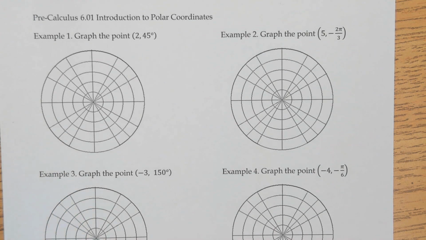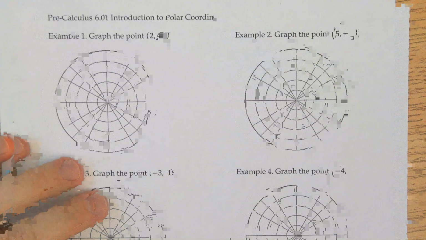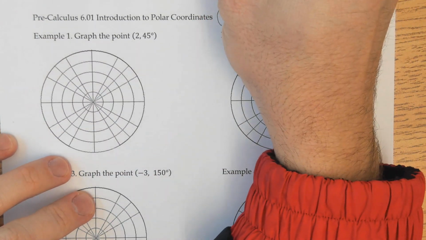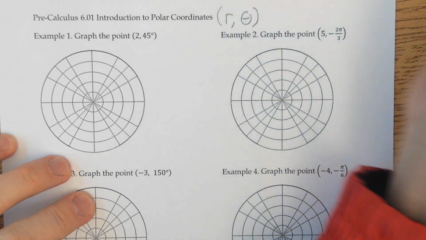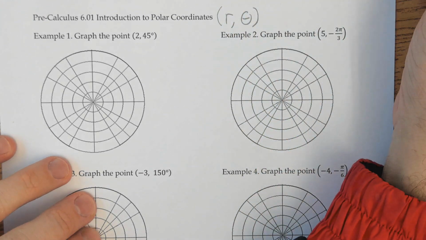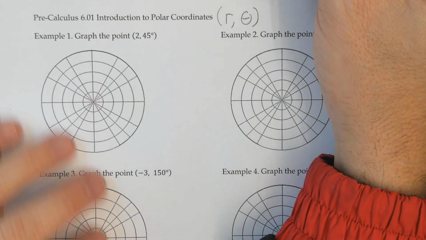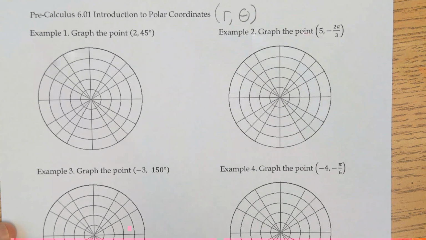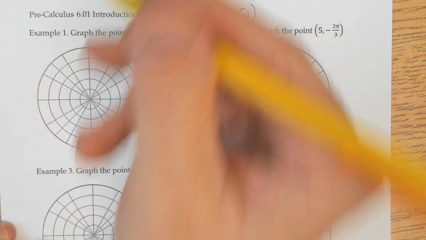All right, so today we're going to be talking about our introduction to polar coordinates. This is our unit 6. Polar coordinates are always going to be in the form of (r, theta), where r is the radius and theta is the angle measure. These first 4 questions just want us to graph. We're going to talk about some of the characteristics.